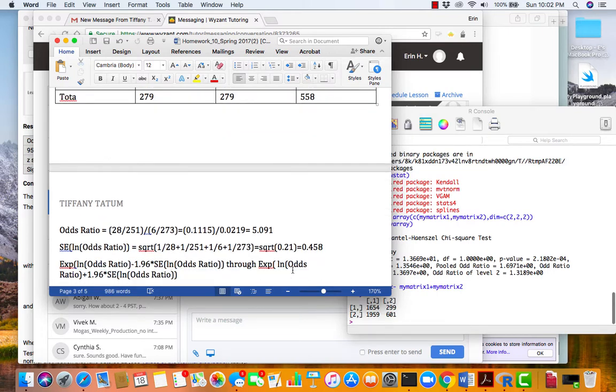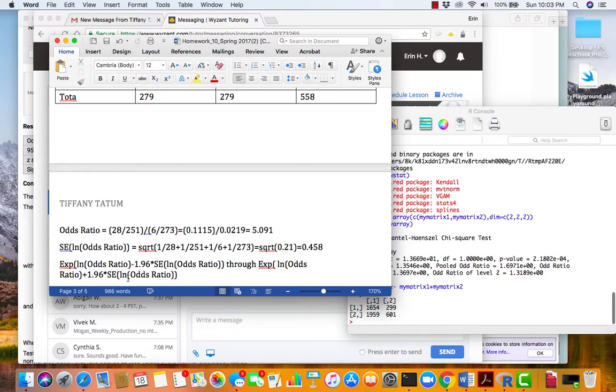Okay? So you need to calculate the confidence interval, and you need, of course, a standard error. So you're just going to take 1 over the values and take the square root of those. So you have 1 over 28 plus 1 over 251 plus 1 over 6 plus 1 over 273. Those are the values in the middle of the table. Add those together and then take the square root, and you will end up with 0.458.